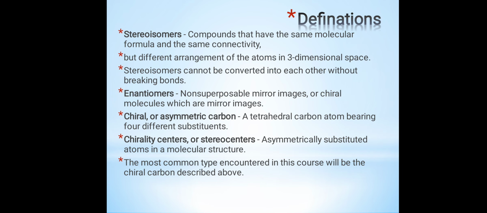Enantiomers are non-superimposable mirror images, or chiral molecules which are mirror images. A chiral or asymmetric carbon atom is a tetrahedral carbon atom bearing four different substituents. A chirality center or stereocenter means an asymmetrically substituted atom in a molecular structure. The most common type encountered in this course will be the chiral carbon described.